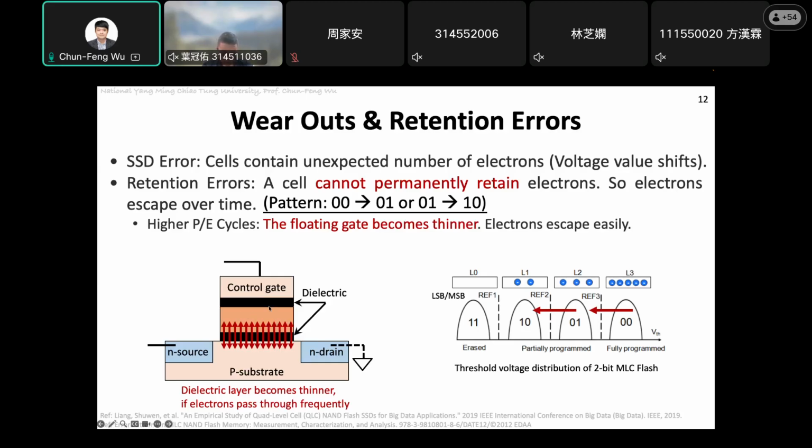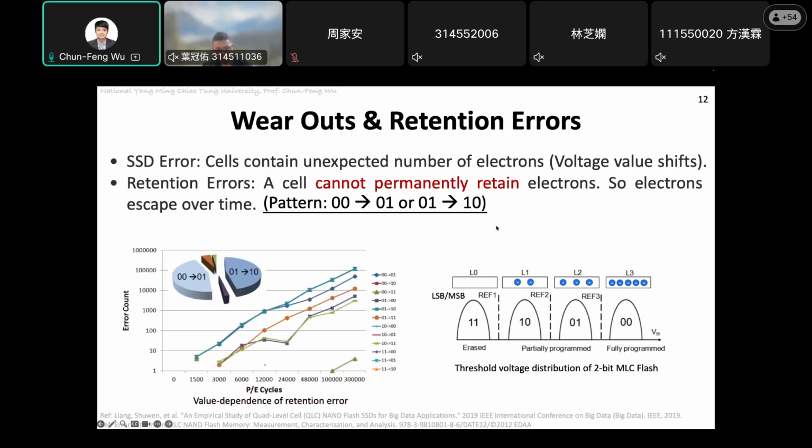What we don't want to see is this unpredictability. We don't know when it will start to flee. So we need some strategy, and this is called ECC. Okay, let me go back.